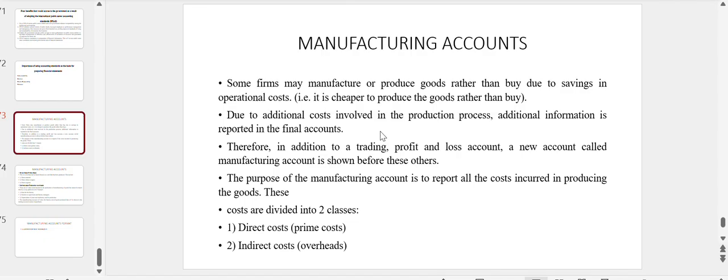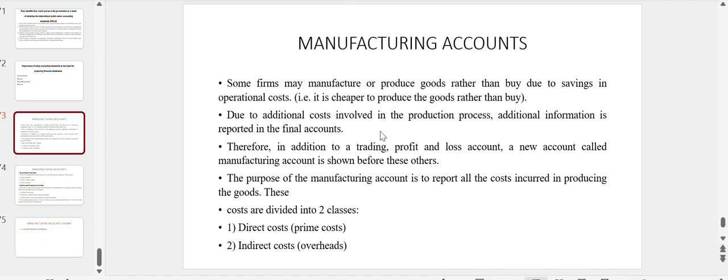Then we have other expenses that a company may incur, and also we have the indirect expenses or the indirect cost, sometimes called indirect manufacturing costs, sometimes called factory overheads. These are costs that cannot be traced directly to the production process, but they are part and parcel of the cost of completed goods that will be incurred during the process of producing or manufacturing these goods. So in manufacturing accounts, we normally have two main categories of cost: the direct cost and the indirect cost.